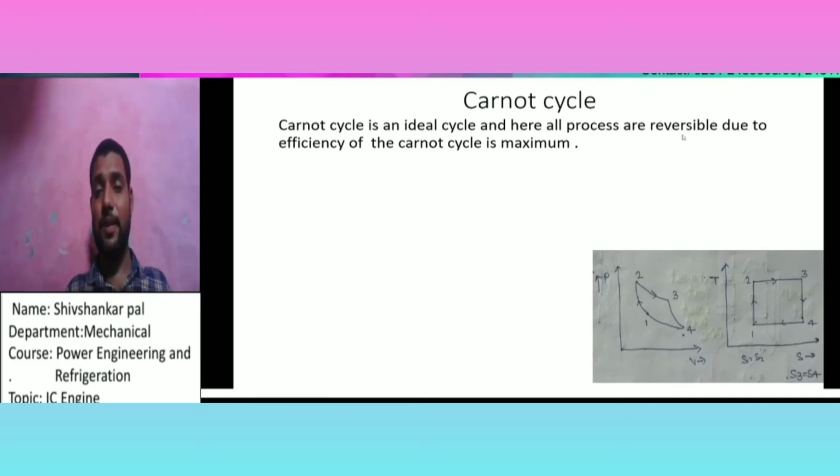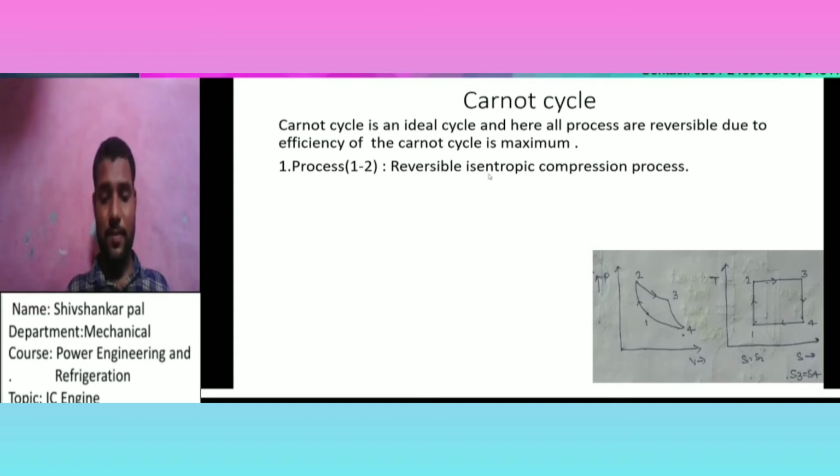What is reversible? Suppose I go from process 4 to 1, then again repeat, and return from 1 to 4 along the same path, without any loss or any change. That process is known as a reversible process. Due to this reversible process, the Carnot cycle efficiency is maximum. So for any process you study, first analyze the Carnot cycle to find out the efficiency of the engine.